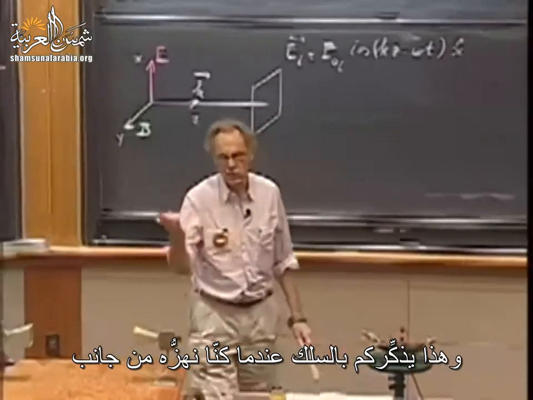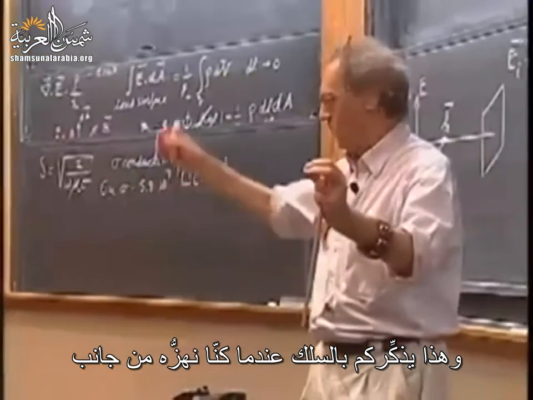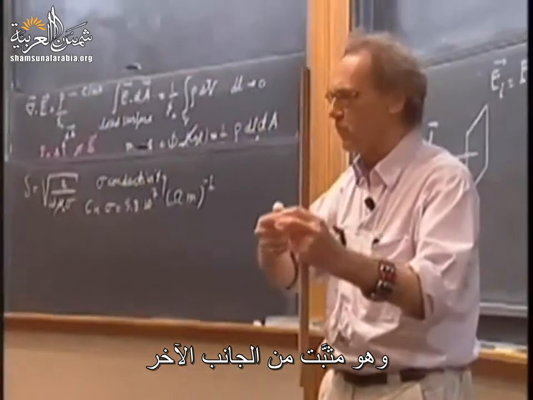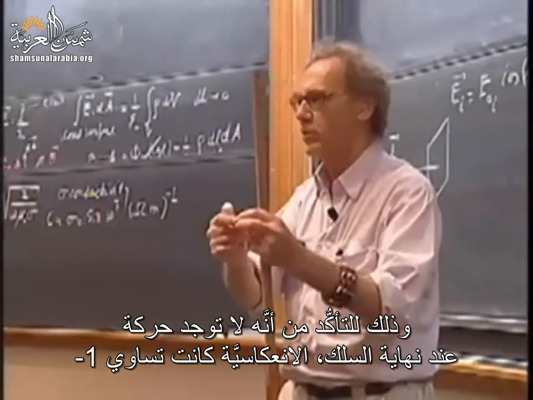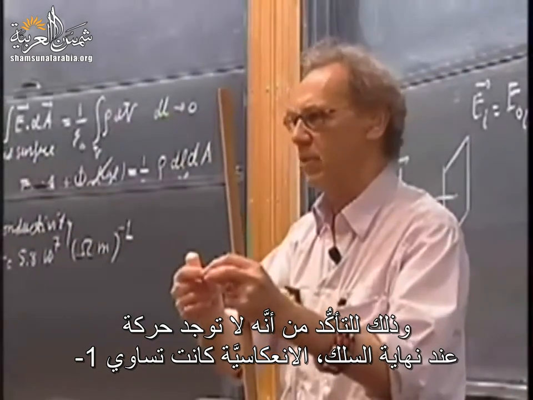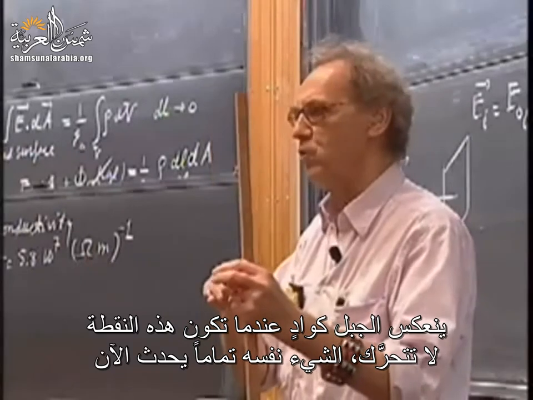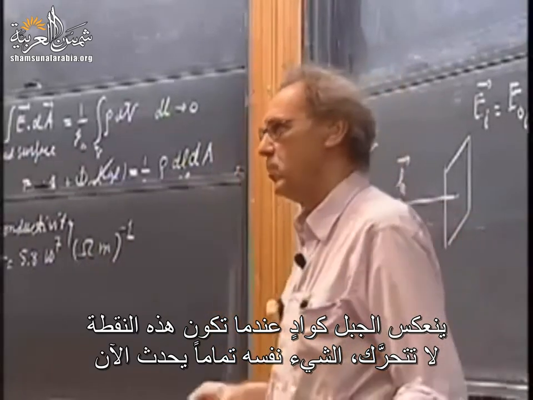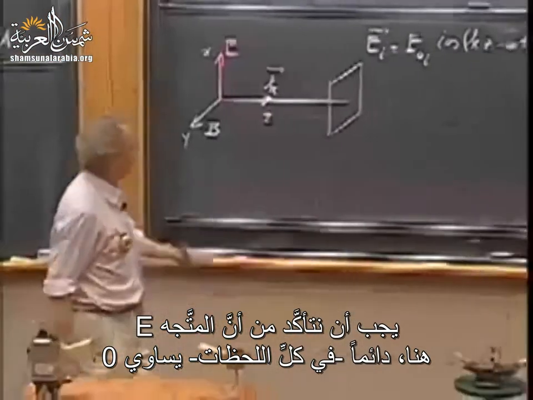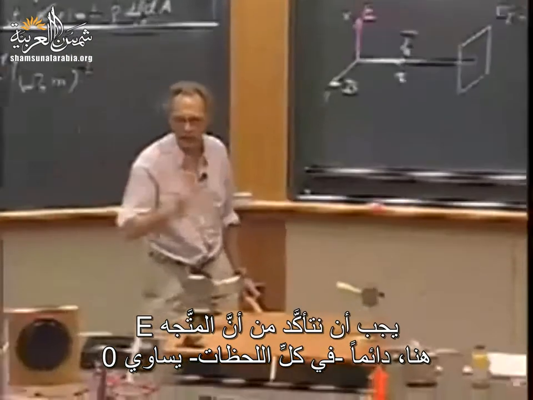And so this reminds you of the string that we had when we were wiggling the string at one side, and we fixed that side of the string. Then in order to make sure that there was no motion of the end of the string, the reflectivity was -1. A mountain came back as a valley to make sure that this point never moved. And so exactly the same thing is happening now. We must make sure that right here the electric vector is always, at all moments in time, 0.